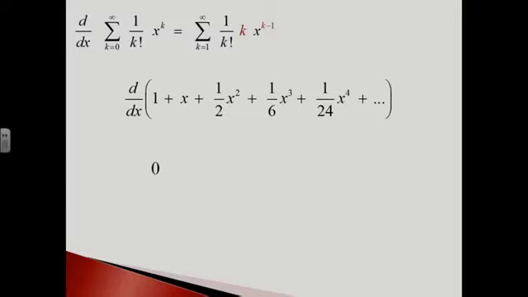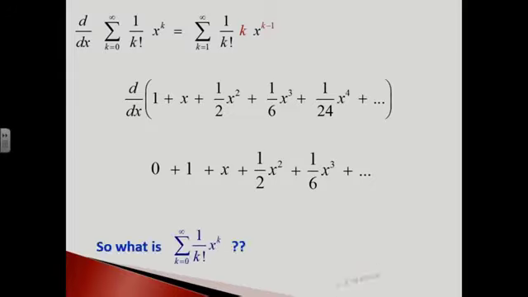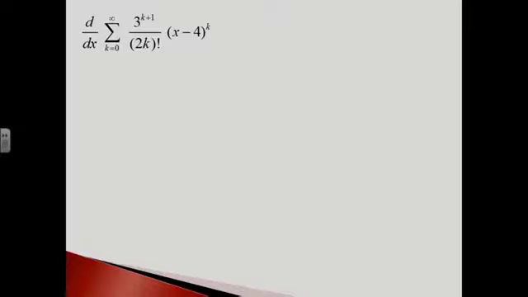After differentiating, the result is 0 plus 1 plus x plus 1 half x squared plus 1/6 x cubed plus etc. The derivative is the same as the initial function, so the given series must be the representation of exponential of x. We try another series.